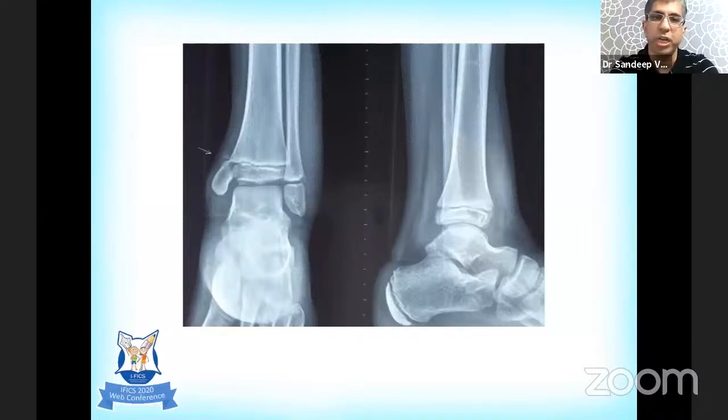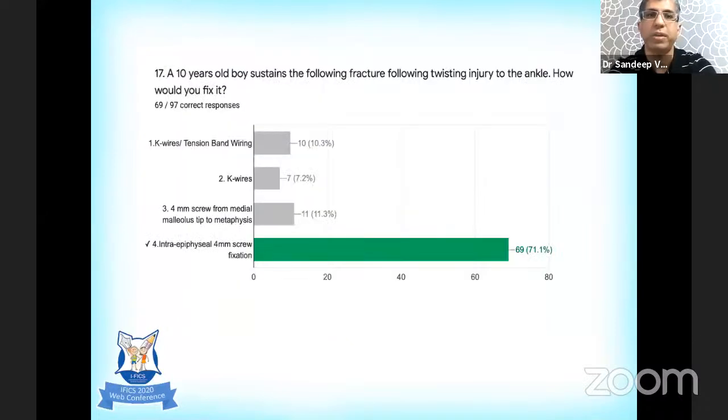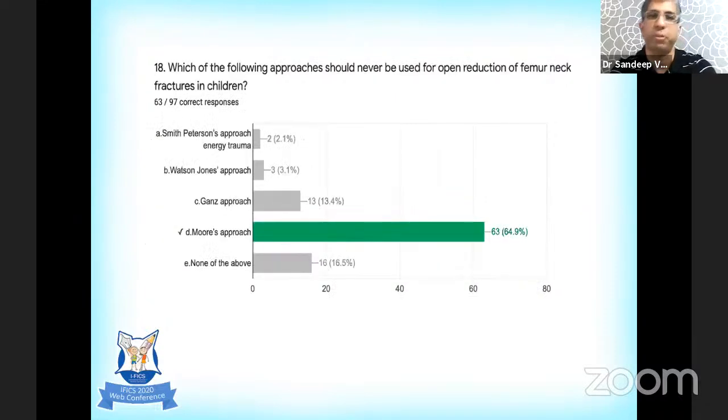Next question was related to this X-ray. This is a supination inversion injury, fracture of the medial malleolus of the distal tibia. And the question asked was, how would you fix it? Again, we discussed this case extensively in last week's conference, and 71% of our delegates have got it correct. It should be fixed with an intra-epiphyseal screw, 4mm screw fixation.